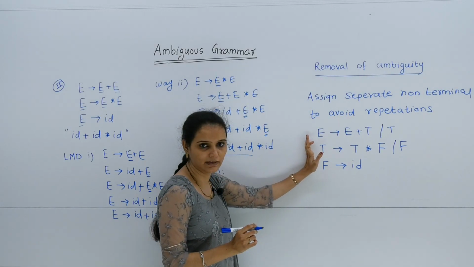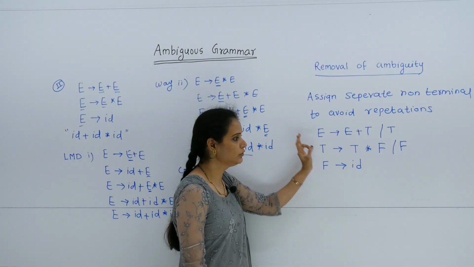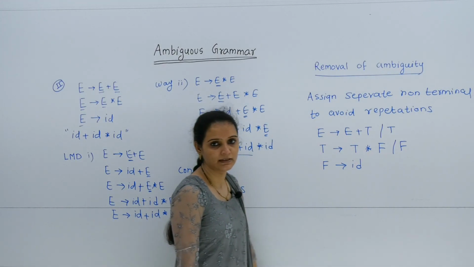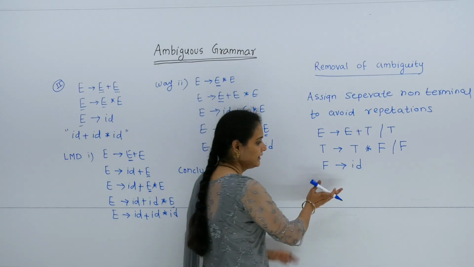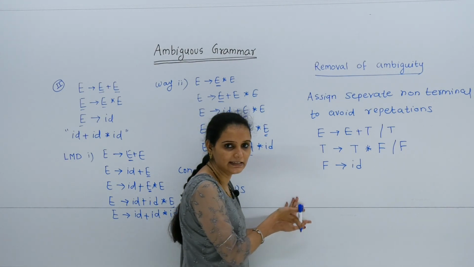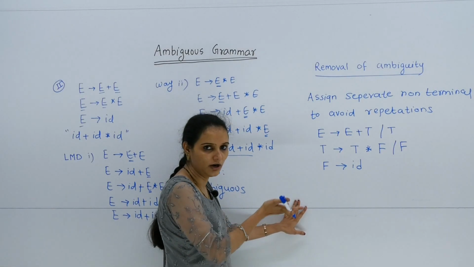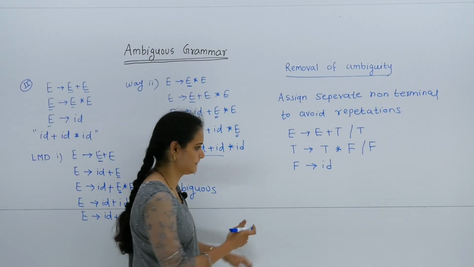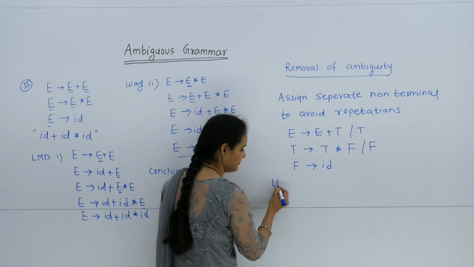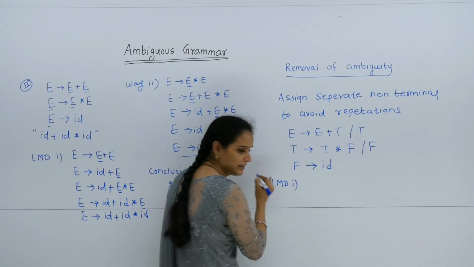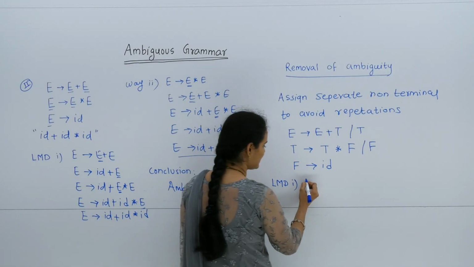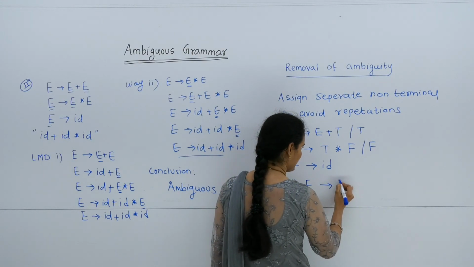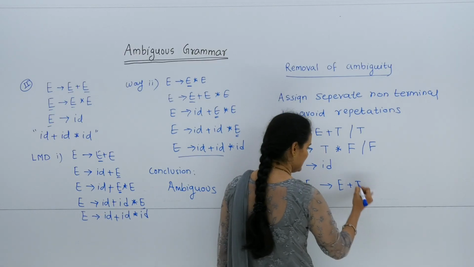So in that grammar, not a single non-terminal is repeated. We have used a separate non-terminal every time. Now can I say whether it is ambiguous grammar or not? For that, again we will try to find the different ways. Suppose again I am using the leftmost derivation, and here we are using E produces E plus T.